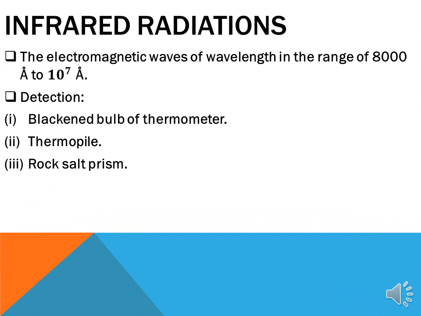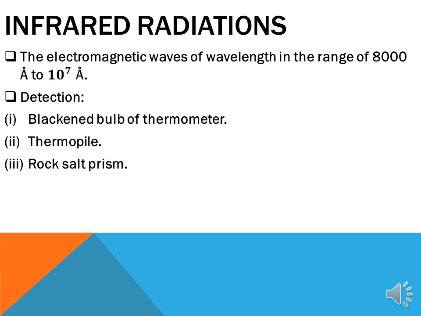The second part of the spectrum that we are going to discuss is infrared radiations. These radiations have wavelengths in the range of 8000 angstrom to 10^7 angstrom. The infrared part of the spectrum was first detected by William Herschel in about 1800.